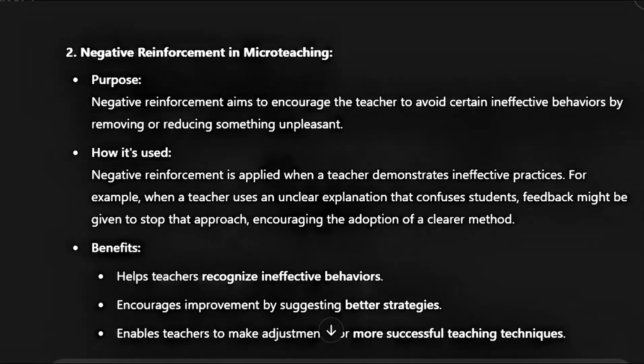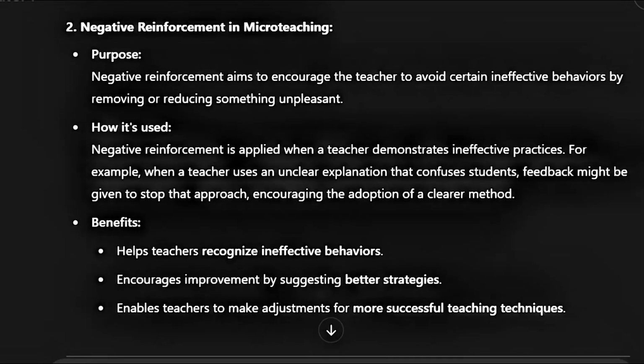2. Negative reinforcement in microteaching. Purpose: negative reinforcement aims to encourage the teacher to avoid certain ineffective behaviors by removing or reducing something unpleasant. How it's used: negative reinforcement is applied when a teacher demonstrates ineffective practices. For example, when a teacher uses an unclear explanation that confuses students, feedback might be given to stop that approach, encouraging the adoption of a clearer method.